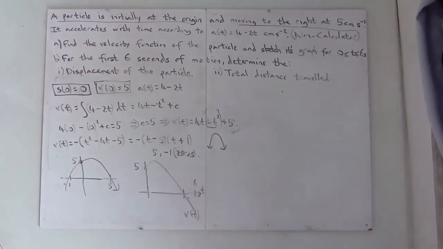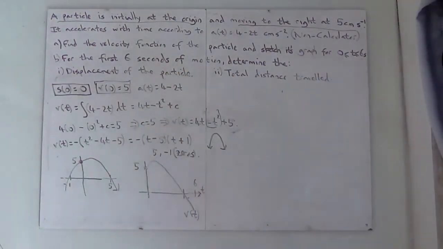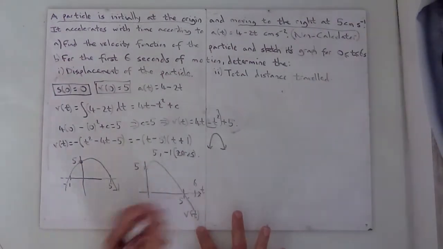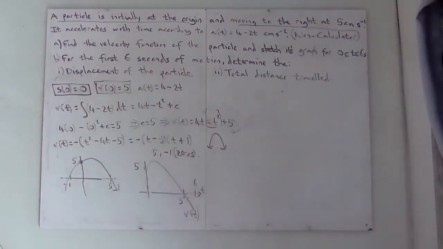So for find the velocity function, we've got that, and sketch its graph. I think that's okay. I need to tell it that that's 5. I wouldn't worry about this maximum. That's not really particularly relevant for the rest of the question anyway. This is a good enough sketch.